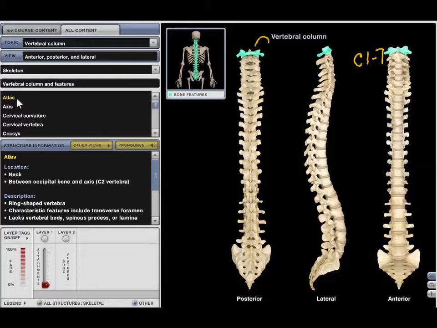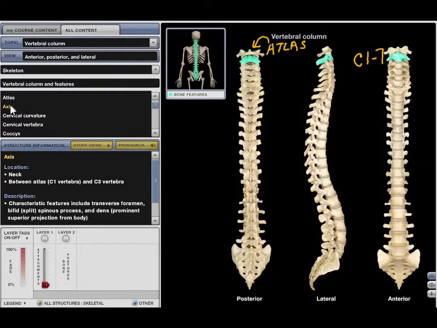So first we have C1, or the atlas, and the atlas is named after the Greek mythologic titan who was ordered by Zeus to hold the heavens on his shoulders, much like the atlas vertebrae holds up the skull. The atlas articulates superiorly with the occipital condyles on the occipital bone of the skull.